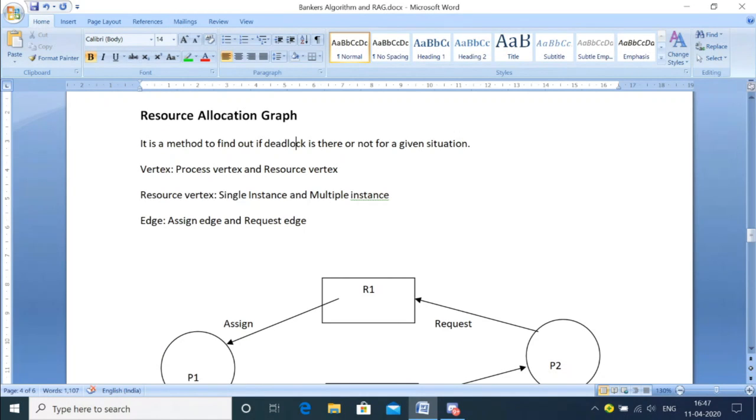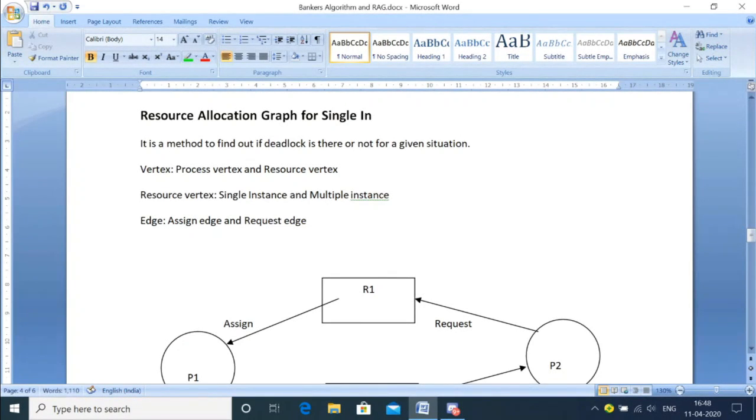Now, certain symbols that we have to know: every graph will have a vertex and an edge. You already know that, right? The vertex is again classified into two types: process vertex, which represents a process, and resource vertex, which represents a resource. Now, this resource allocation graph is for single instance, okay?